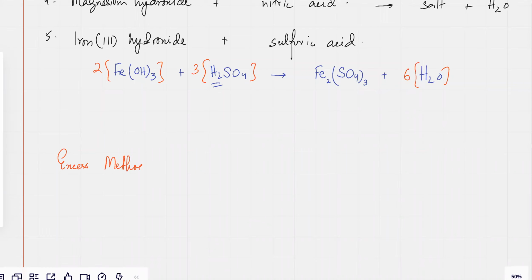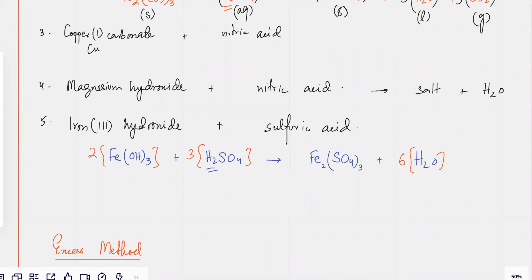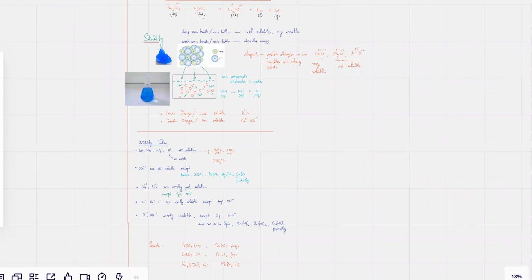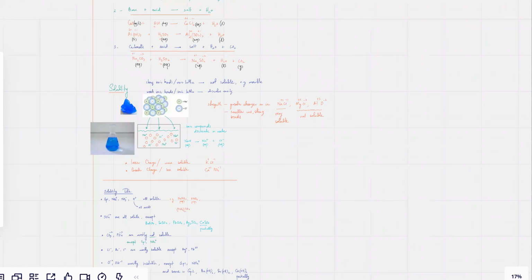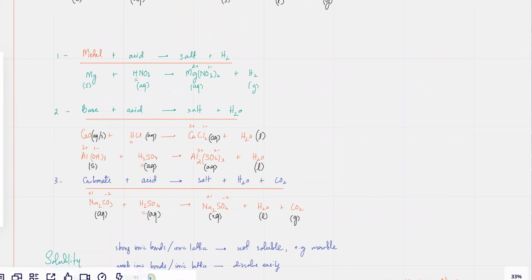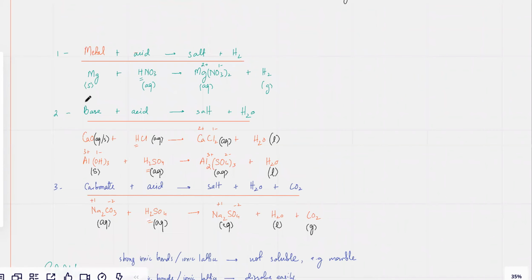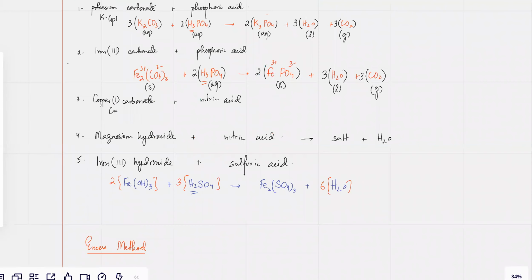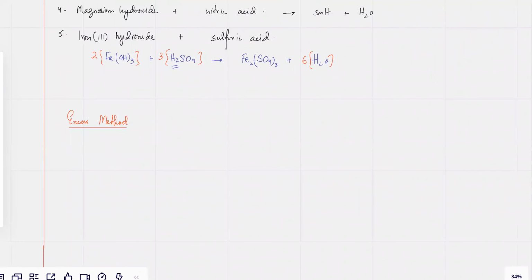We were doing excess method, and in excess method what happened was that I told you that all of these reactions, how many reactions did we do? We did solubility and we did 3 reactions. It was metal plus acid, it was base plus acid, and you had a carbonate plus acid reaction. So I'm just going to quickly cover the 4th reaction as well. That's a very simple reaction that's used in salt preparation, so which is why it's better to cover that before doing this method.